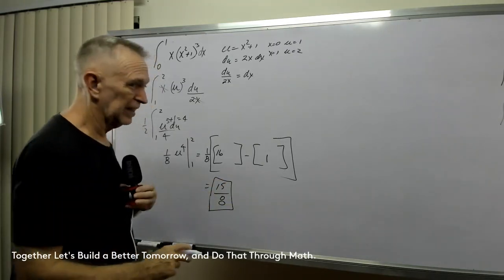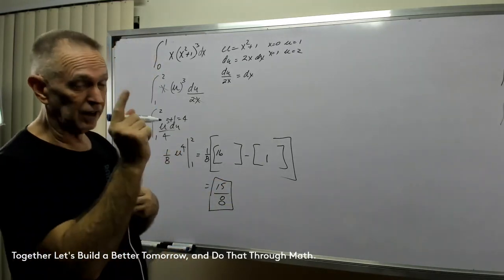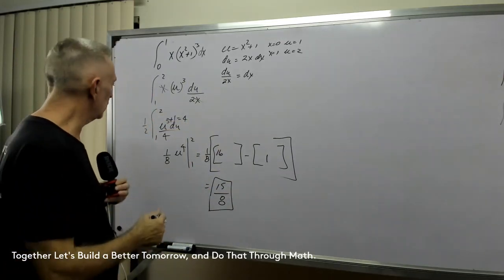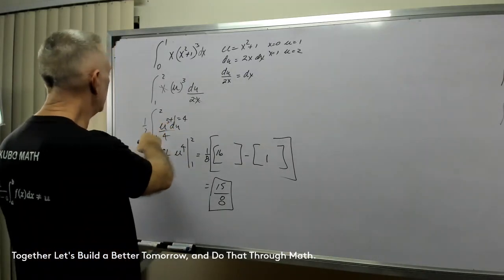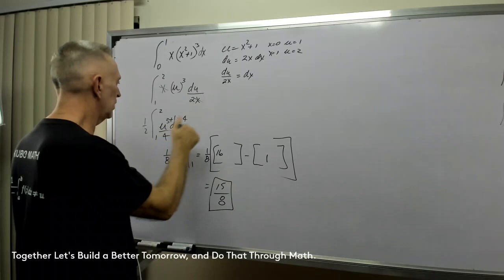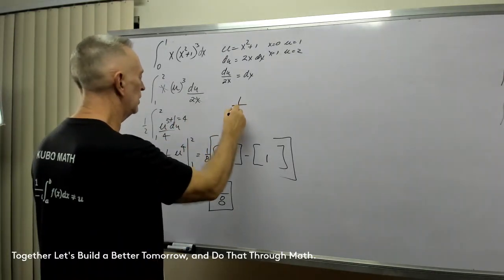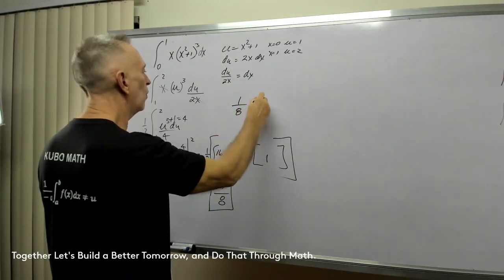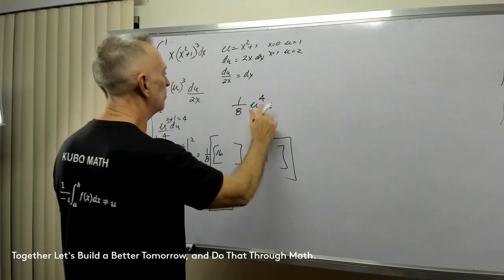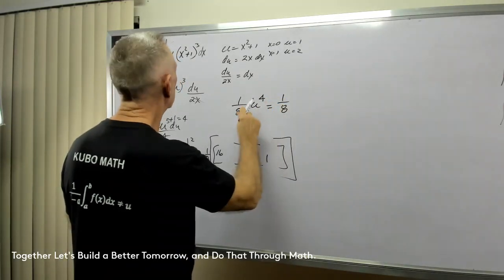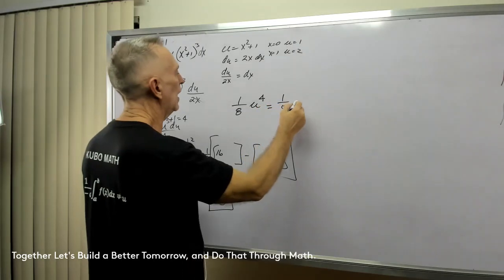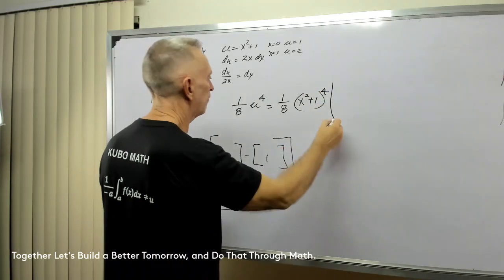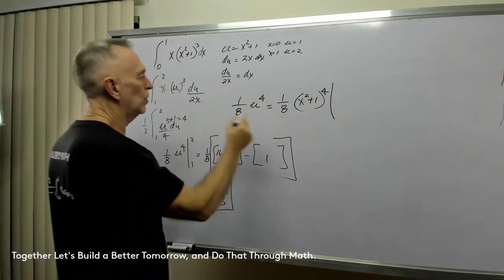Now you may be thinking, well, why don't we just challenge ourselves and go back to the x world and see what happens? We can do that. We would still have 1 over 8, u to the 4th. But let's change that back to the x world, 1 over 8, u, which was x squared plus 1 to the 4th from 0 to 1.